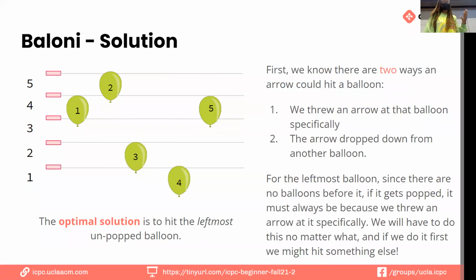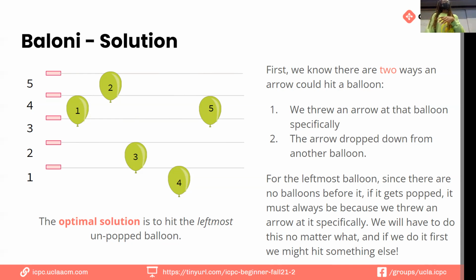All right, so we're going to look at this test case again to see why this is true. First, there are two ways that an arrow could hit a balloon. Either we throw the arrow specifically at that balloon, or the arrow drops down from another balloon. For the leftmost balloon, since there are no balloons before it, if it gets popped, it must always be because we threw an arrow at it specifically. Otherwise there's no way for us to pop it, and we have to pop it. So we're always going to have to throw an arrow at this balloon.